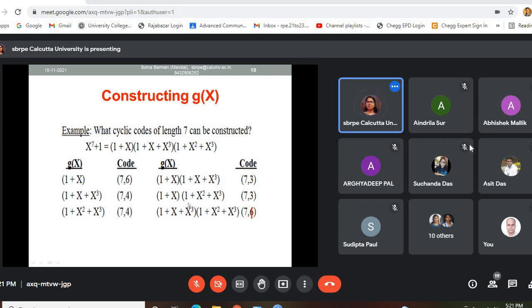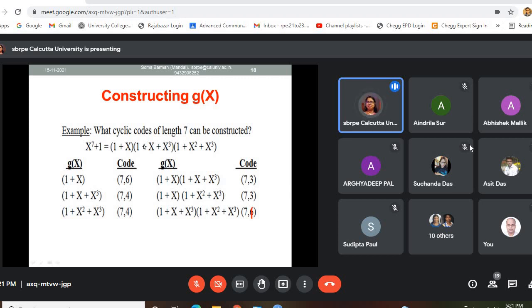Clear? Now for this case, 1 plus x square plus x cube. If I choose this one and these two product, the degree is also 4, so obviously it will also be a (7,3) code.